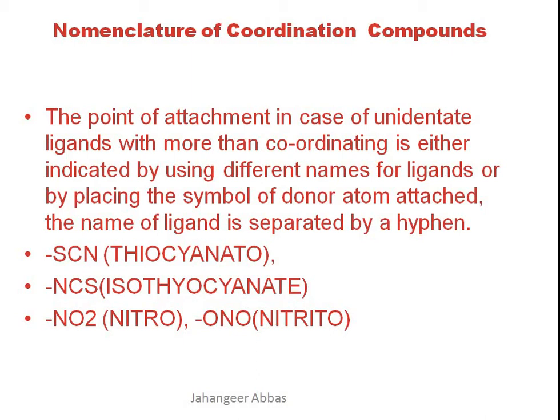So these may have different names like thiocyanate or isothiocyanate, or we will place the symbol of the donor atom. Like for this ligand we will write S, and for this ligand we will write N. There are two ways for naming such ligands. These may have two different names, like when this will coordinate through sulfur, we will name it as thiocyanate, and when this will coordinate through nitrogen, we will name it as isothiocyanate.